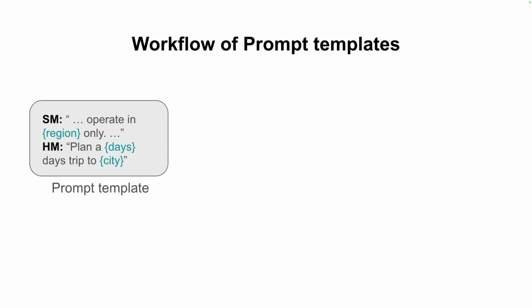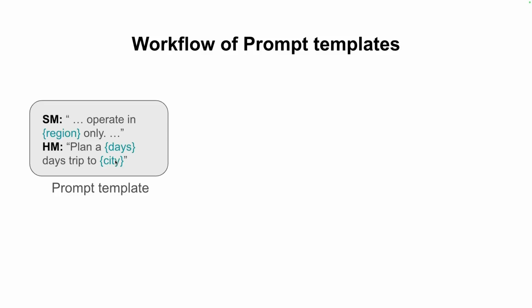So here I have written some short form. SM basically means the system message. HM basically means the human message. I'm not writing the complete system message because of the lack of space here, but I am adding the line operate in with the variable region only. And with the human message, I have plan a number of days variable, days trip to the city variable.